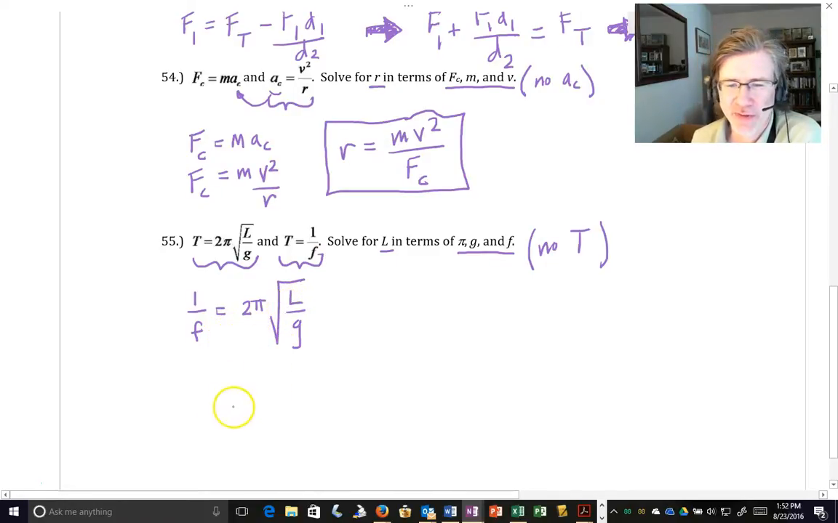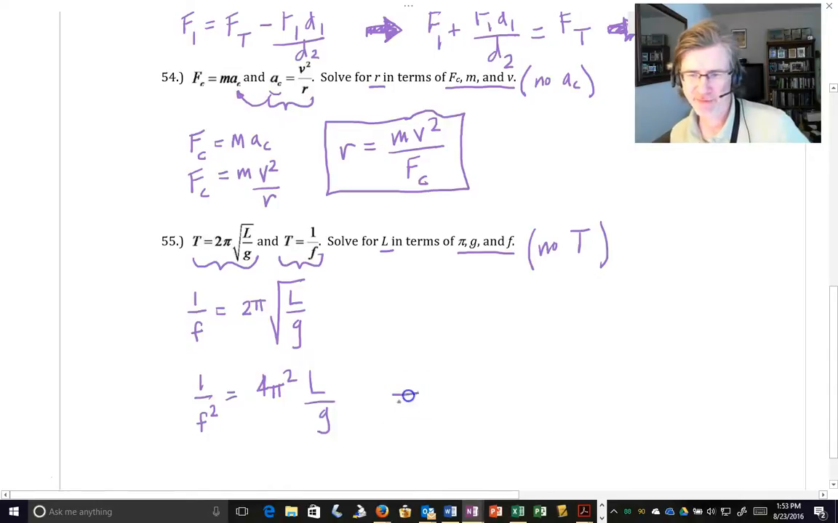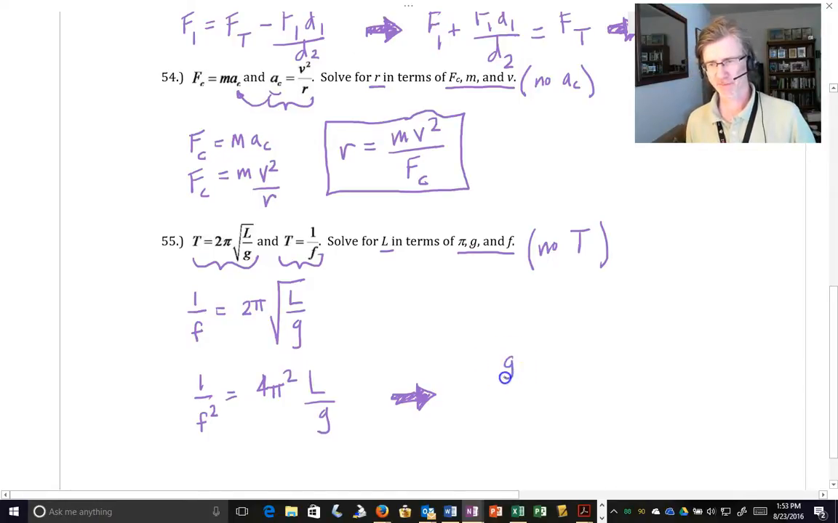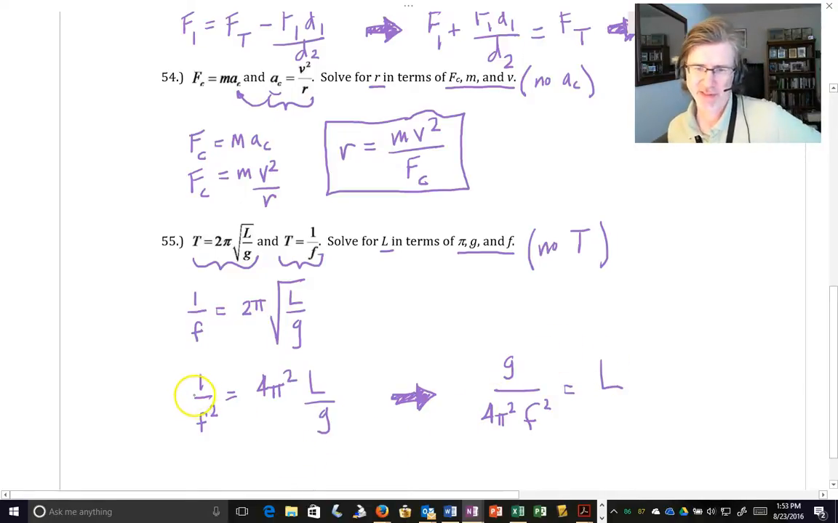L is under the square root, so you have to square both sides. So 1 squared over f squared equals 2 squared, 4, pi squared, L over G. To get L all by itself, I multiply both sides by G. So G on top, and then divide both sides by 4 pi squared: G over 4 pi squared f squared equals L. I took the G up and the 4 pi squared down.